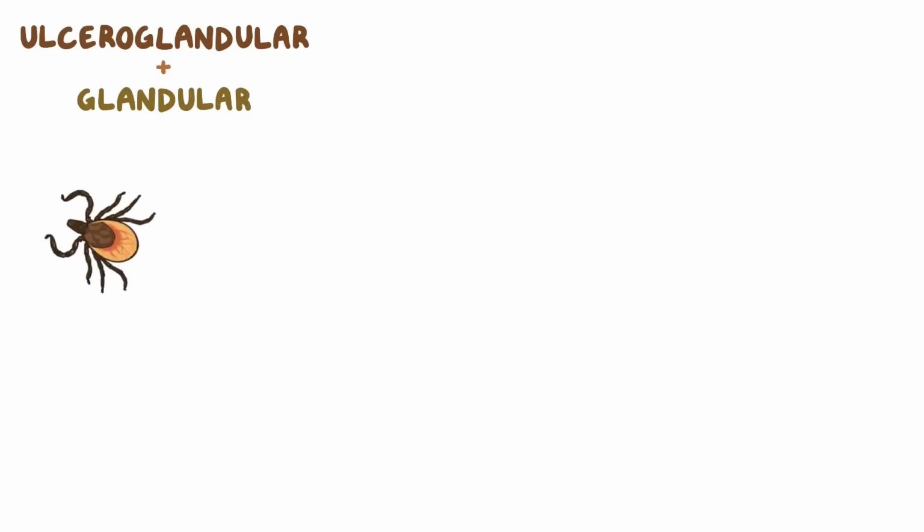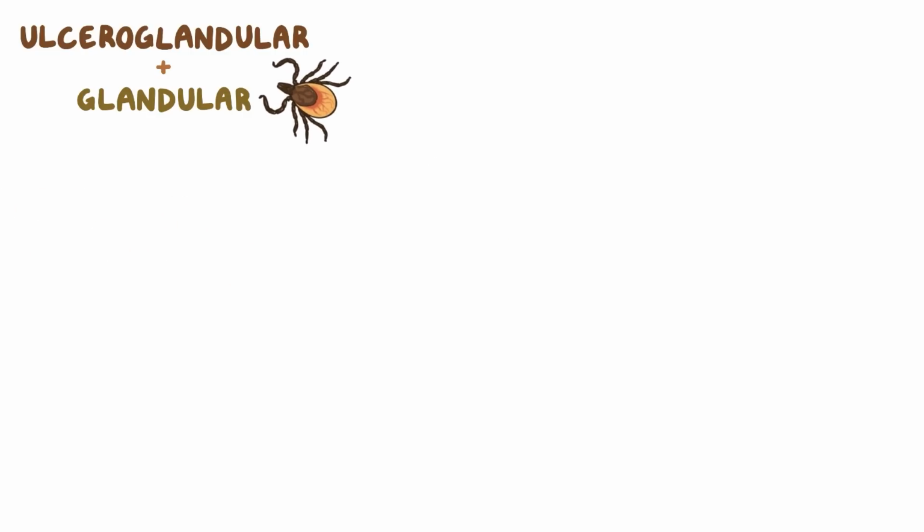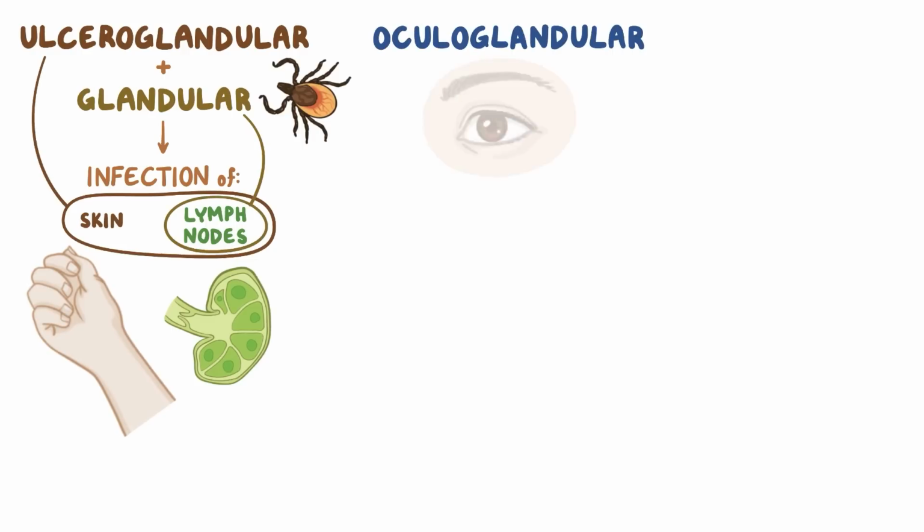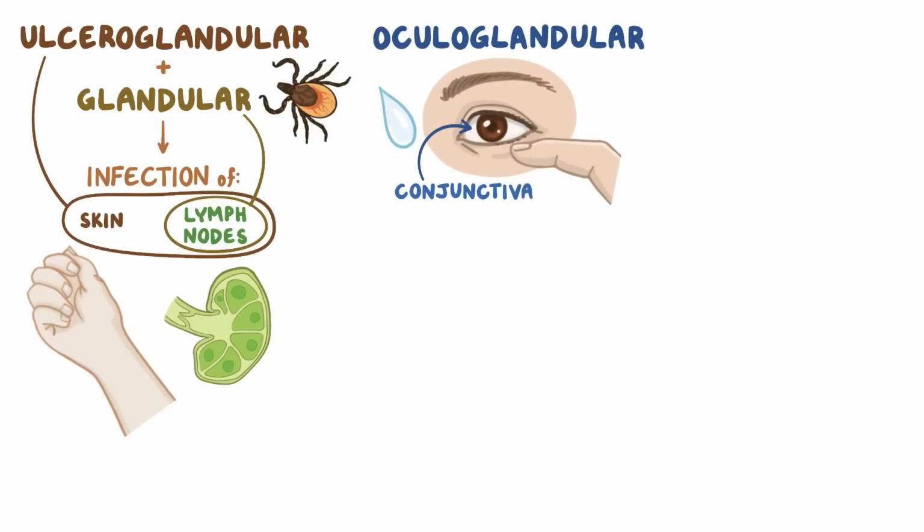So the ulceroglandular and the glandular forms are transmitted through insect bites, like with ticks and flies. This leads to an infection of the skin and lymph nodes with the ulceroglandular form, or just the lymph nodes with the glandular form. The oculoglandular form happens when bacteria gain access to the conjunctiva, which can happen by splashing infected material into the eyes or rubbing the eyes with contaminated fingers.